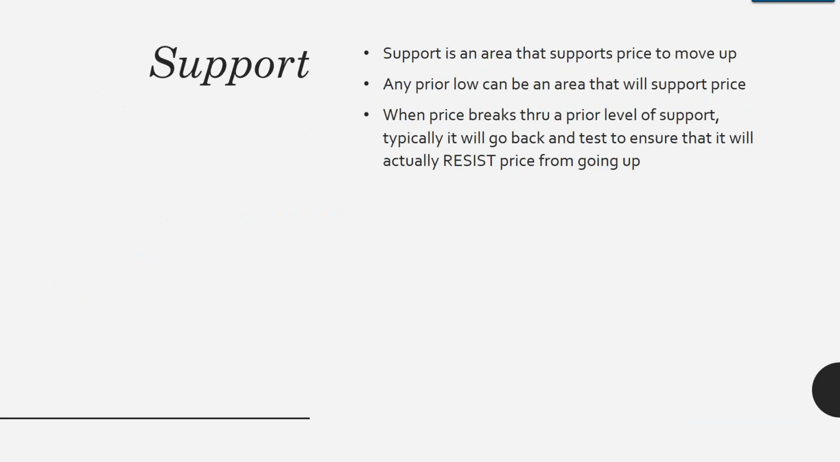Anytime you have a support area, it typically means that price has rejected that area and it's going to move up off of that area. What levels are support, or what areas offer support? Any low can be an area that will support price. When price breaks through a prior level of support, typically it will also go back and retest it to make sure that it forms resistance. And you will see this on any market in any time frame. Does not matter.